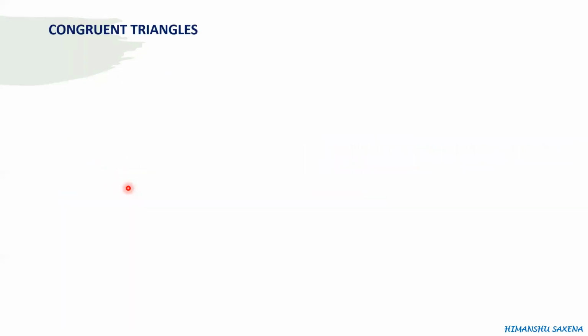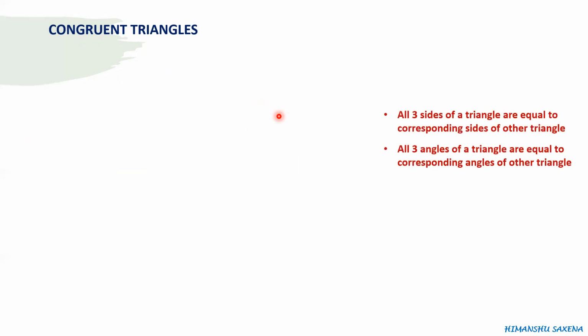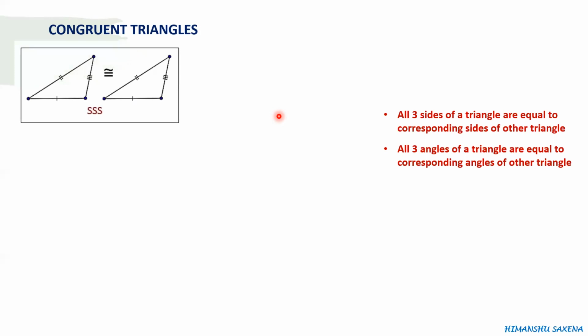Now let's move on to the next topic, which is congruency of triangles. What are congruent triangles? When do we call two triangles congruent? When they are exactly the same as each other. All their three sides are equal to each other, and their three angles are also equal to each other. Then these are called congruent triangles. But how do you know whether two triangles are congruent or not? There are certain rules which you can use to find out.